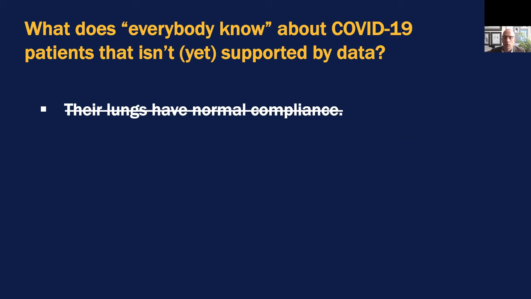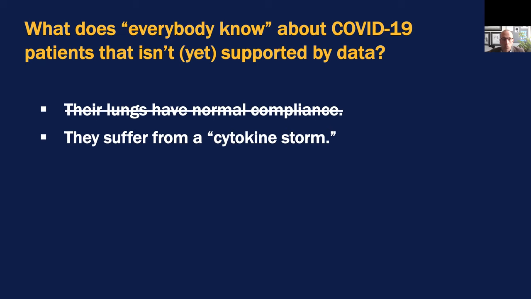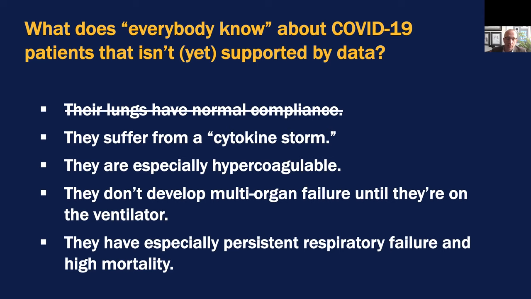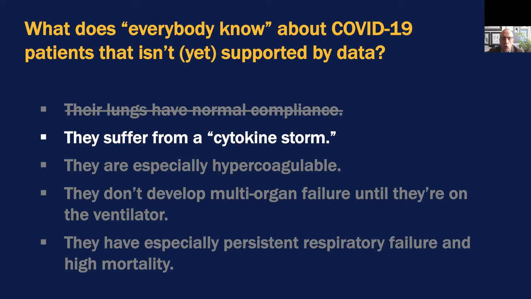But there's other things that we all know about COVID-19 that I would say have not really been proven yet. They suffer from a cytokine storm. They're especially hypercoagulable. They don't develop multi-organ failure until they're on the ventilator. This is part of that argument that it's the ventilators that are doing the real harm, that these patients are really fine if you just leave them alone. You just tolerate some hypoxemia, you give them heated high flow, and you keep them off the vent, and they won't get kidney injury, they won't get shock, they won't get extrapulmonary injury. And then finally, they have especially persistent respiratory failure and high mortality. One by one, I'm increasingly skeptical of all of these.